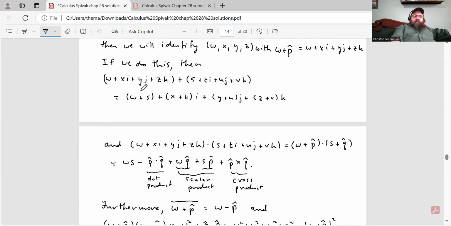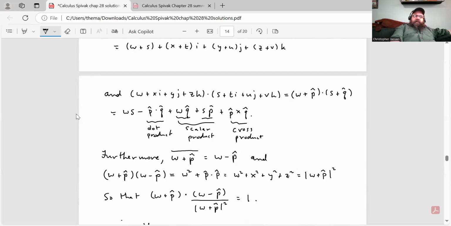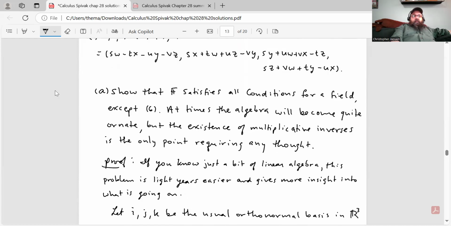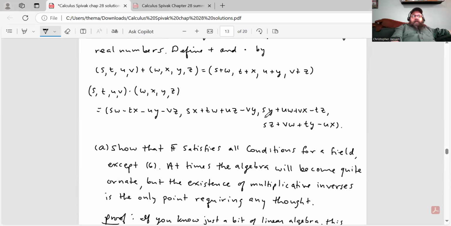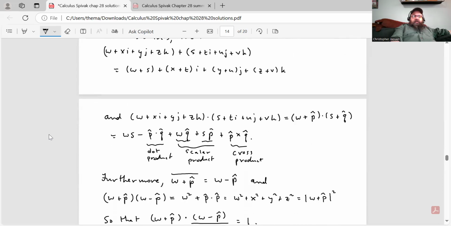So, for example, W plus this vector P hat plus S plus this vector Q hat is just W plus S plus P hat plus Q hat, right? And multiplication still looks very complicated, but it's a lot easier to handle than if you write things out the way that he has it here, just in terms of the components. So let me just describe this here.